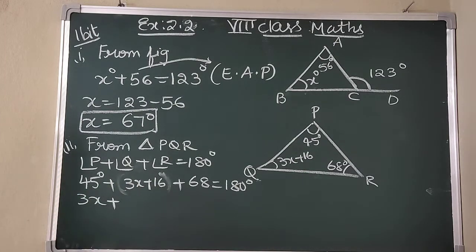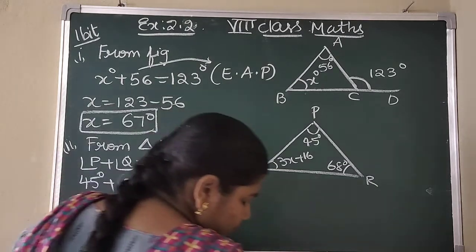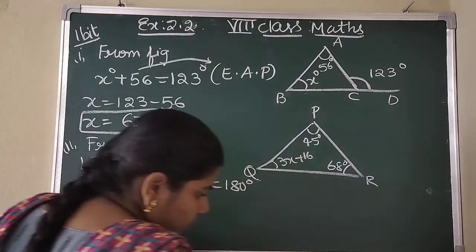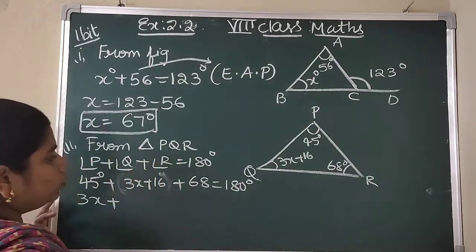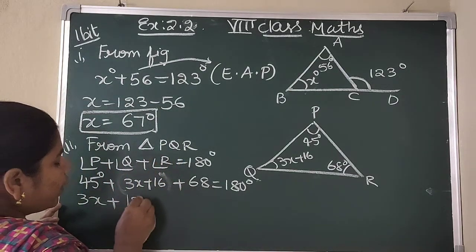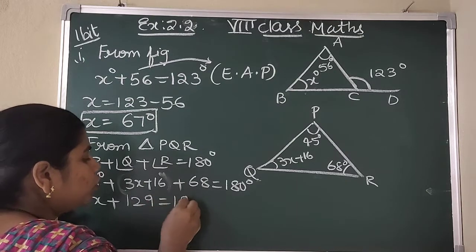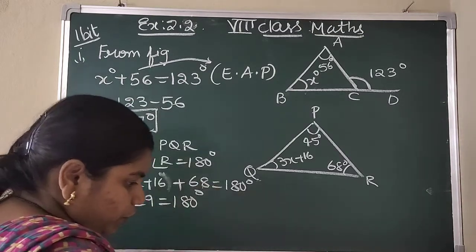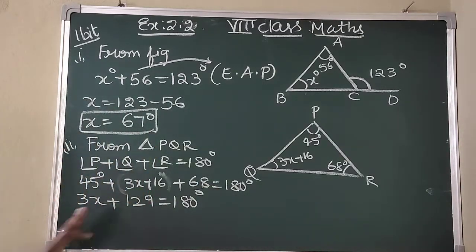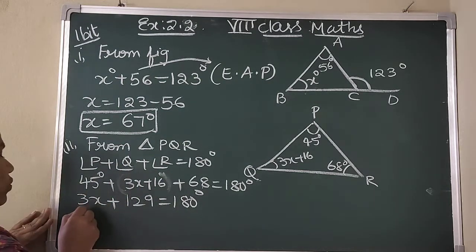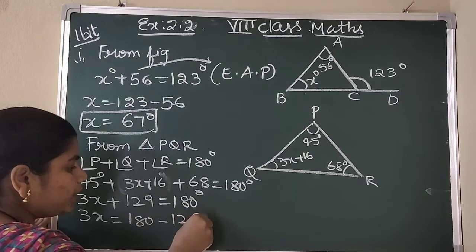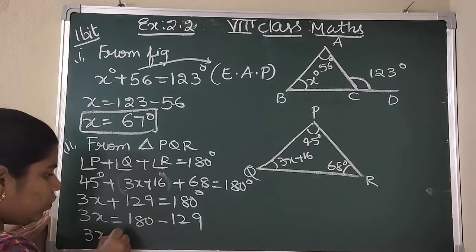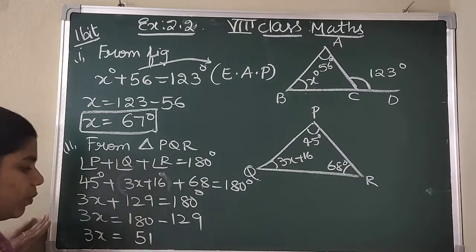3x plus 45 plus 16 plus 68 will be equal to 129. So 129 is equal to 180 degrees. If you transpose this 129 to the other side, that will become minus. So 3x is equal to 180 minus 129. So 3x is equal to 51.